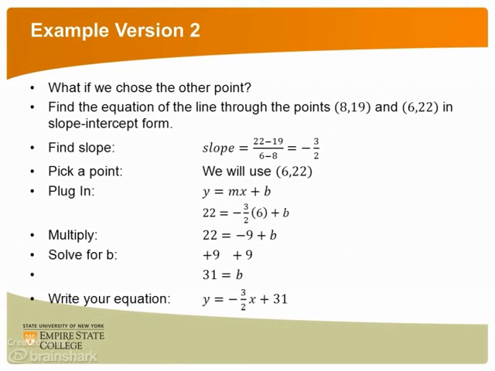So our final equation is y equals negative 3/2 x plus 31, which is exactly what we got when we chose the other point.